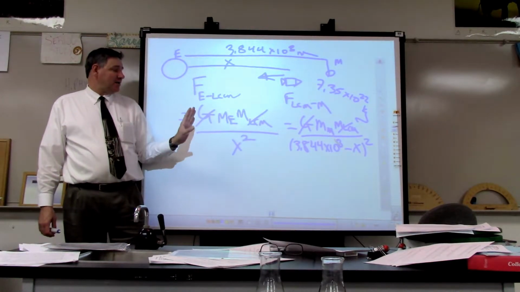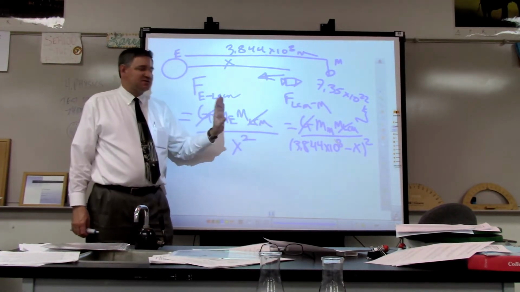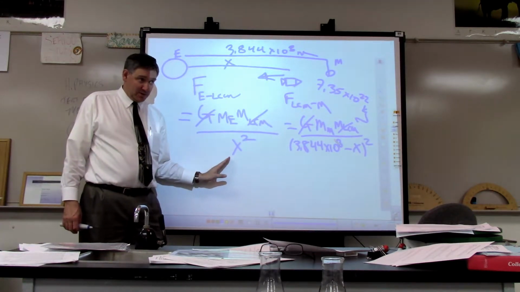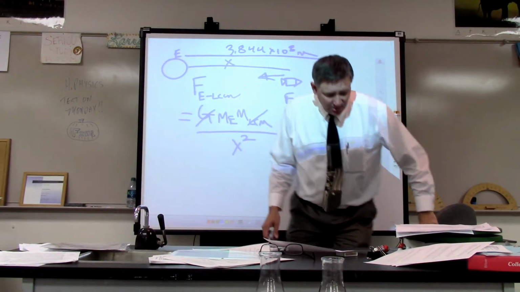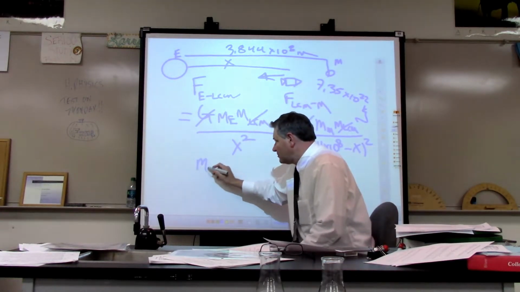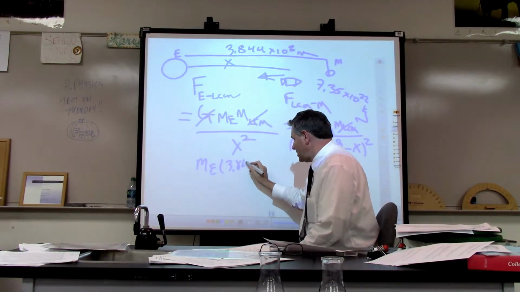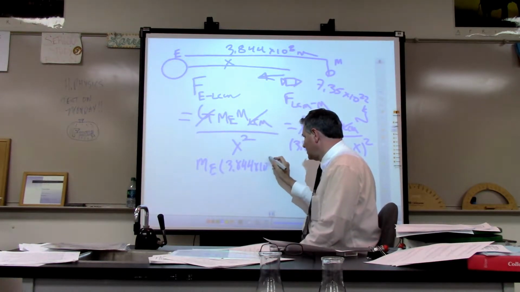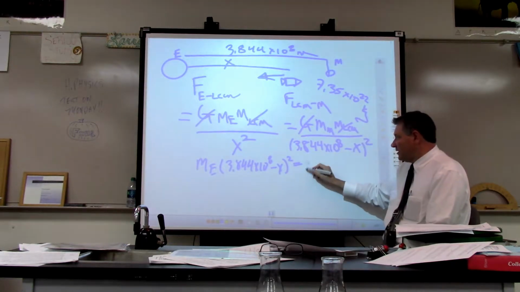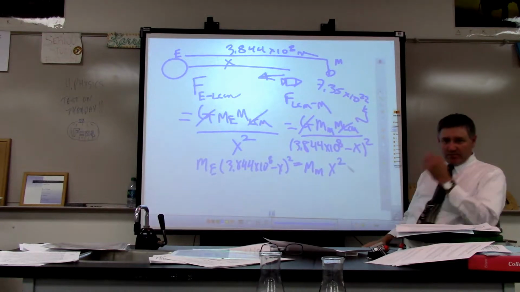Now, at this point, here's what I want to do. I hate fractions, so I want to cross multiply this thing. I'm going to have the mass of the Earth times 3.844 times 10 to the 8th minus x quantity squared, and that's going to equal the mass of the moon times x squared.